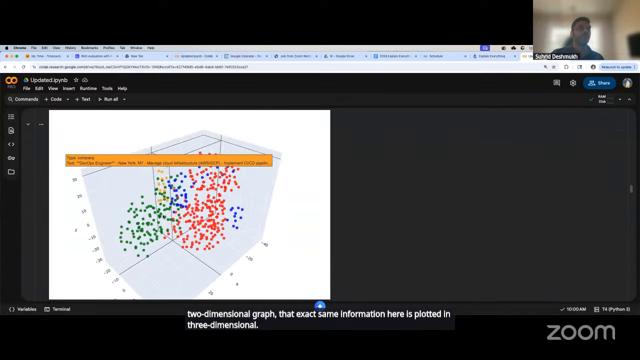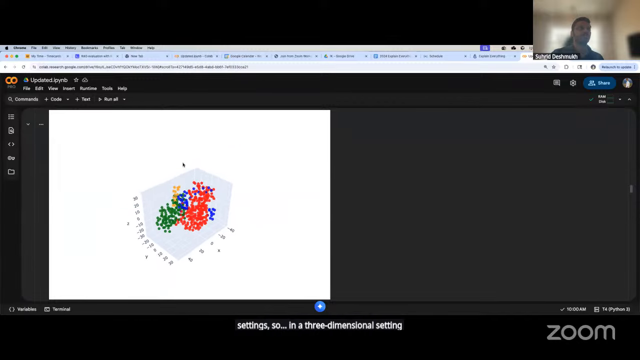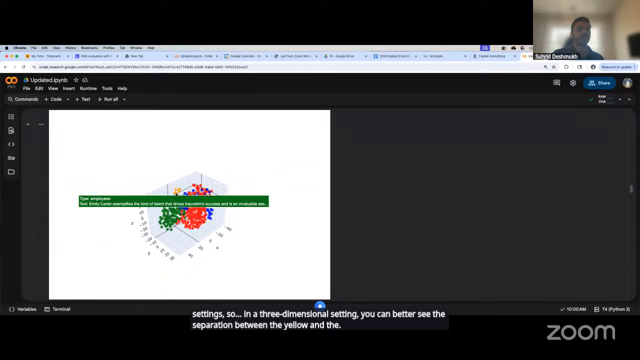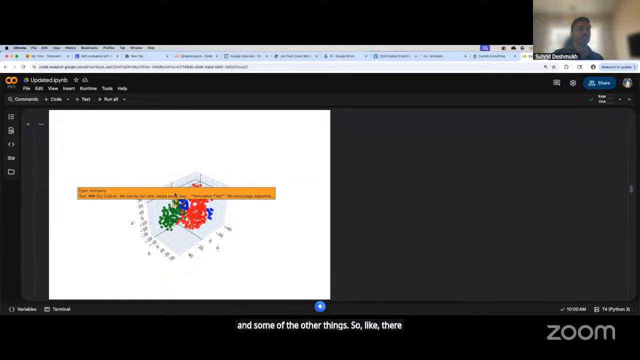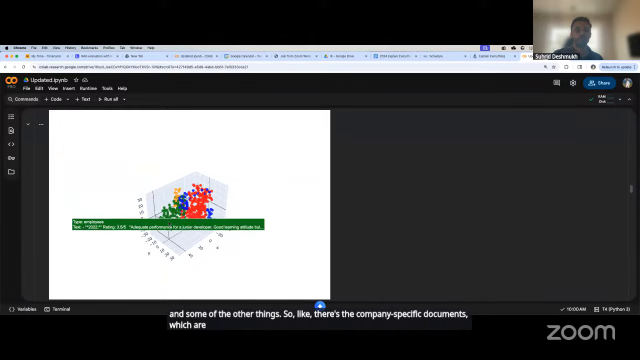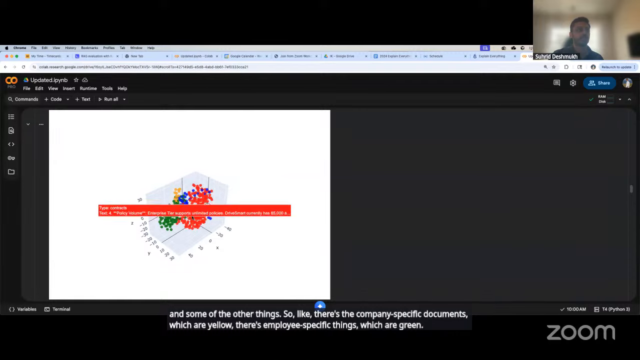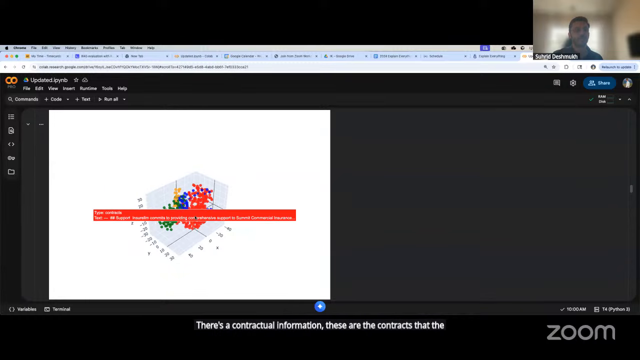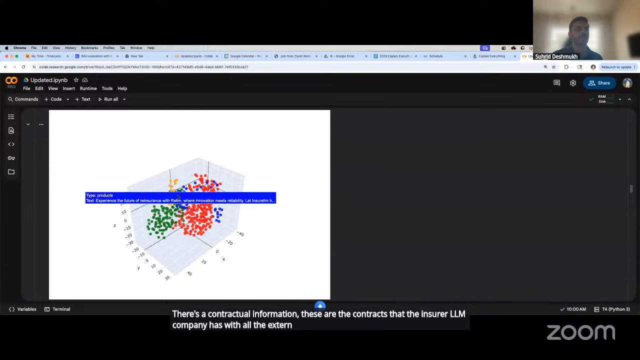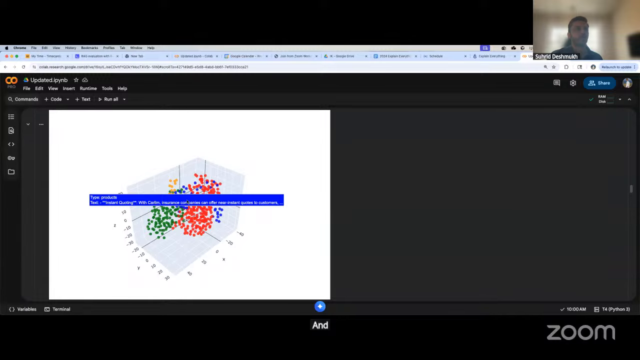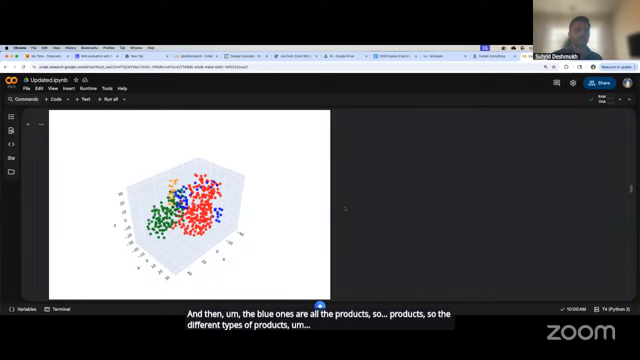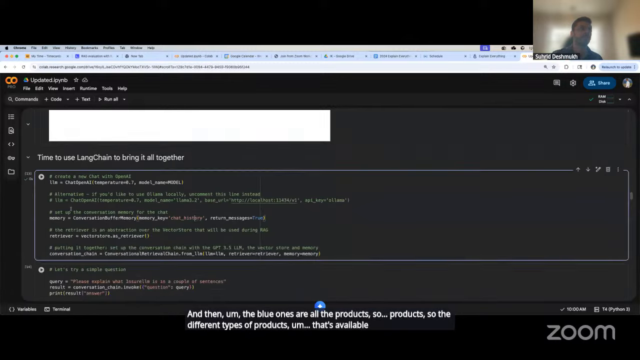In a three-dimensional setting, you can better see the separation between the yellow and some of the other things. There are the company specific documents which are yellow, there are employee specific things which are green, and there is contractual information. These are the contracts that the InsureLLM company has with all the external companies. And then the blue ones are all the products, the different types of products that are available to the companies.